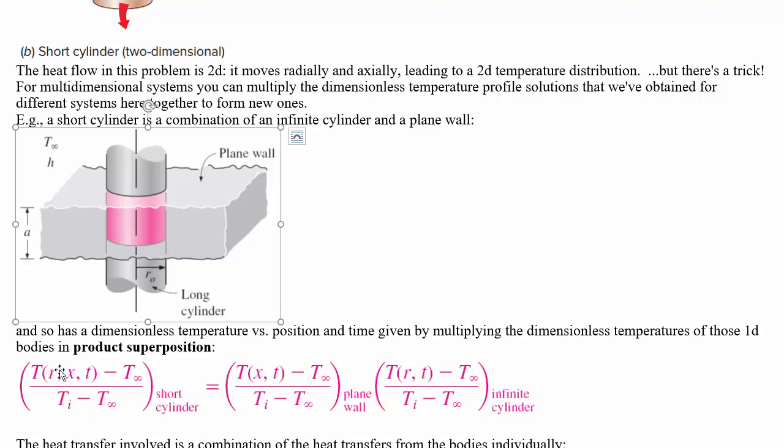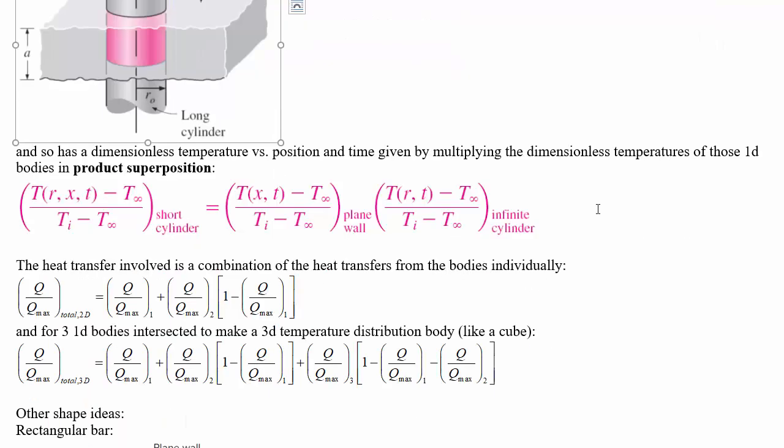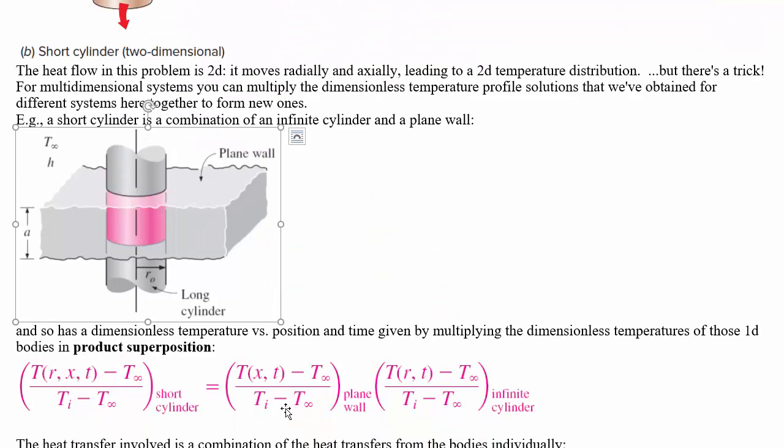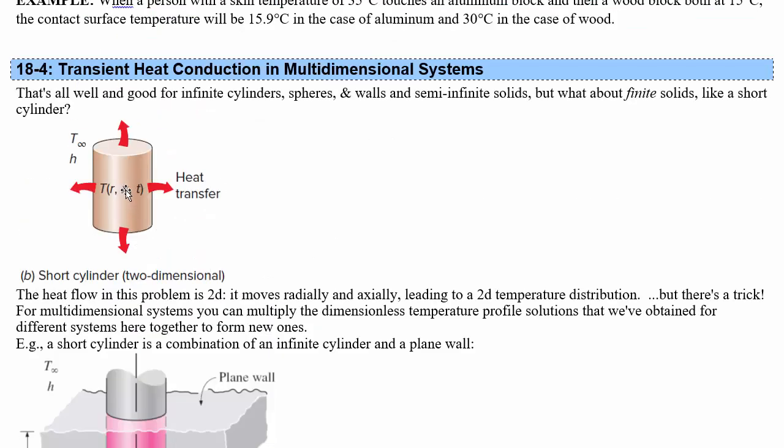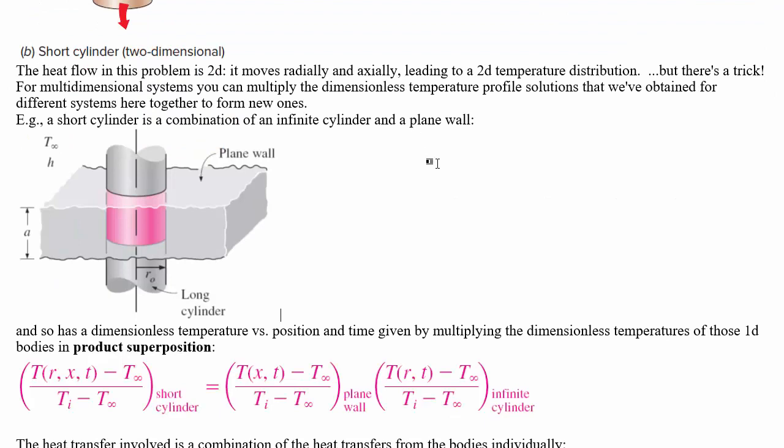space, depending both on R and X, would be just the product of the plane wall version, depending on X, and the infinite cylinder version depending on R. So the basic idea behind this is that if temperature is changing from conduction out the sides and out the top, then you just combine the results for conduction out the sides and conduction out the top.